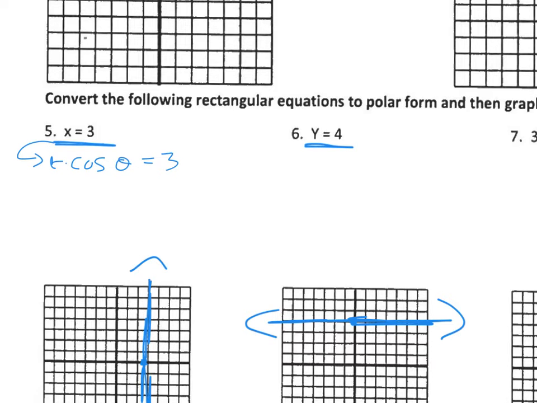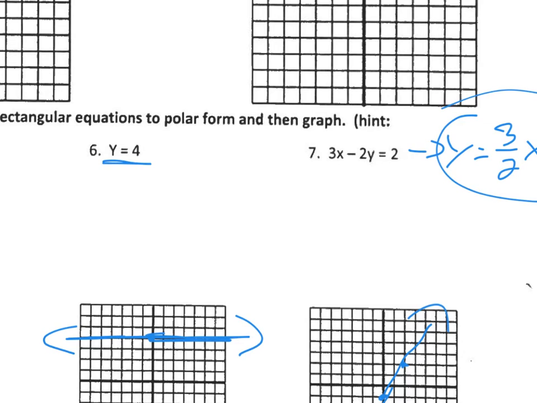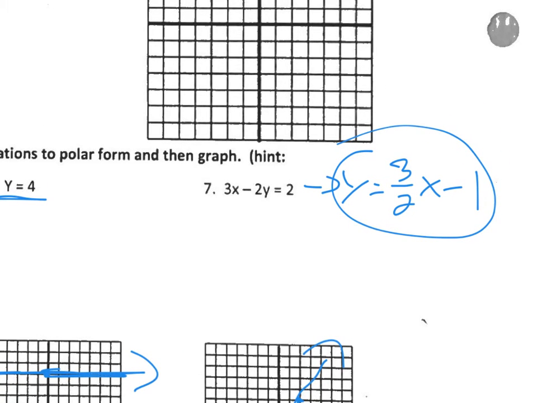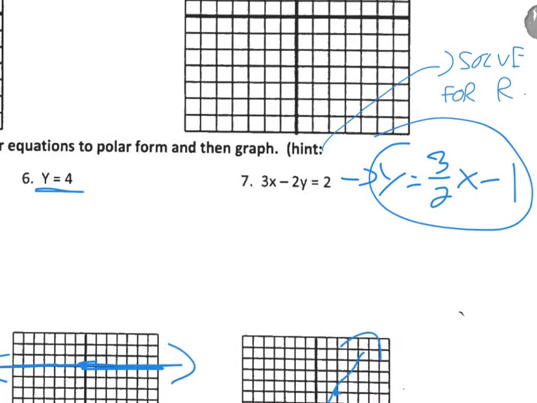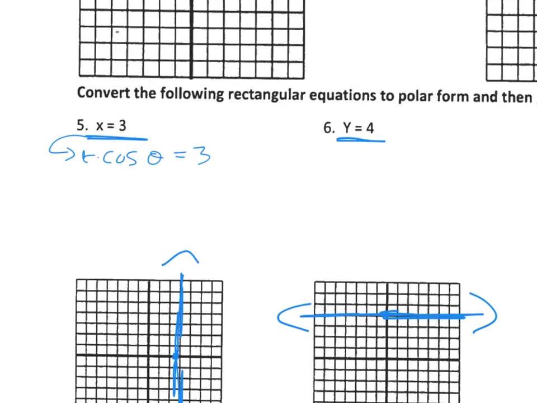The other thing, I'm looking at my notes now, I forgot to put this down. I'm going to slide over here where it says hint. What you want to do is basically solve for r. For all of these, you want to get r by itself. Kind of like when you graphed in rectangular form, you mostly wanted to get y by itself, unless it was a special case like number 5. So we want to get r by itself. Should have been one of the first things I put down.